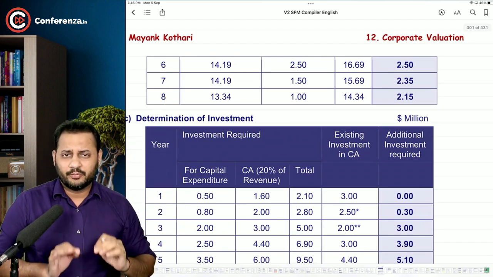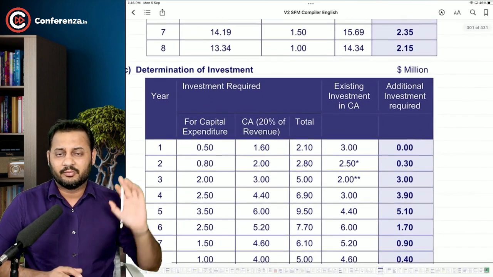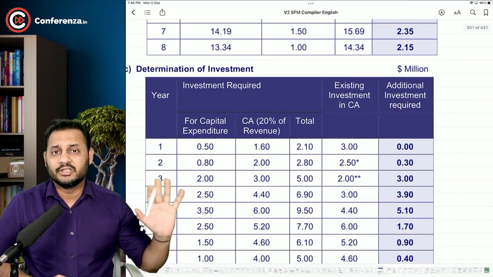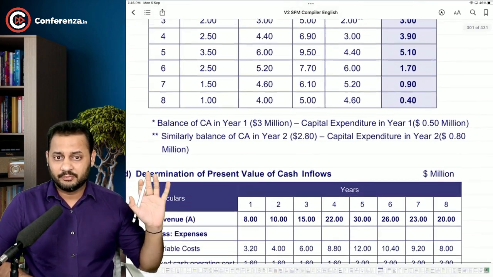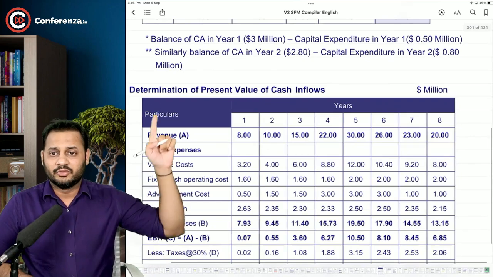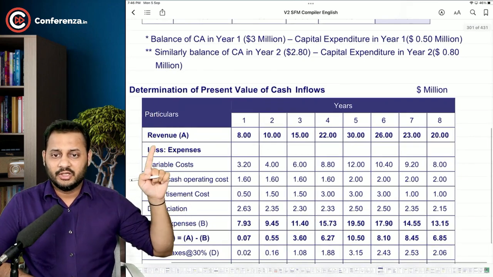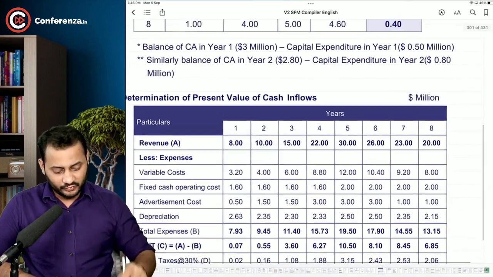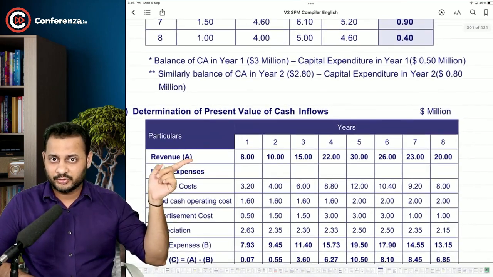The most important part is the determination of this investment. We will come to this point later. I will just skip it right now. And I will come down to this part, determination of the present value. See, you will take revenues. Revenues was given for 8 straight years in the question itself.